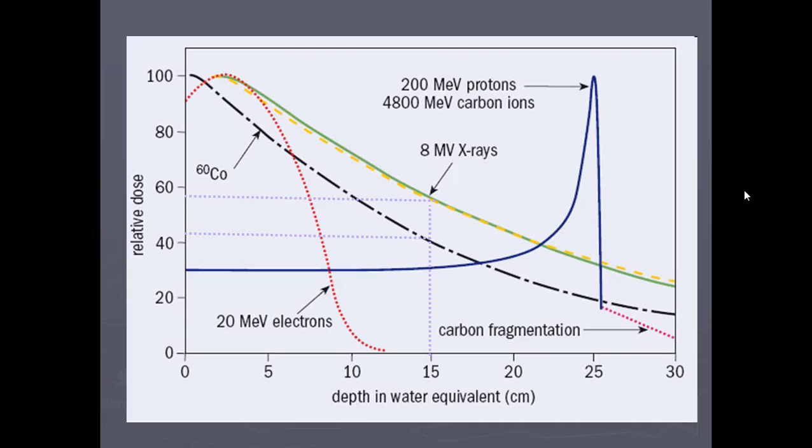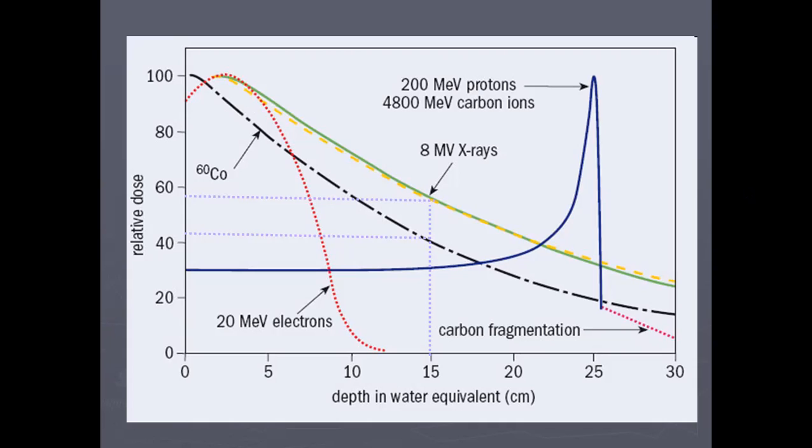Electrons with an energy of 20 megaelectron volts, red curve, are almost completely absorbed at depths of 5 up to 7 centimeters, then their energy decreases rapidly. Such dose distribution is preferable for shallow superficial tumors when it's necessary to avoid undesirable irradiation of underlying tissues.